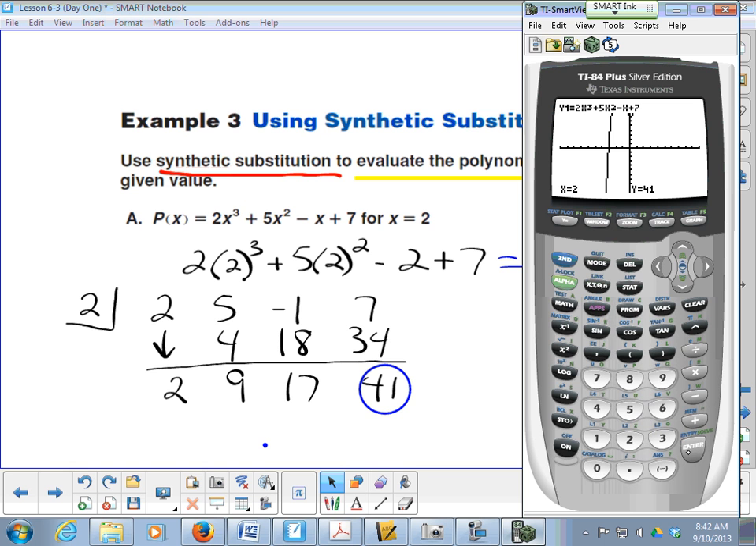Yes, Stephanie? I just keep saying y equals 7. Really? Now you've got x equals 0. Okay, put in 2. Just type 2 and enter. Oh, okay, hit trace. Now put 2 and enter. There you go.